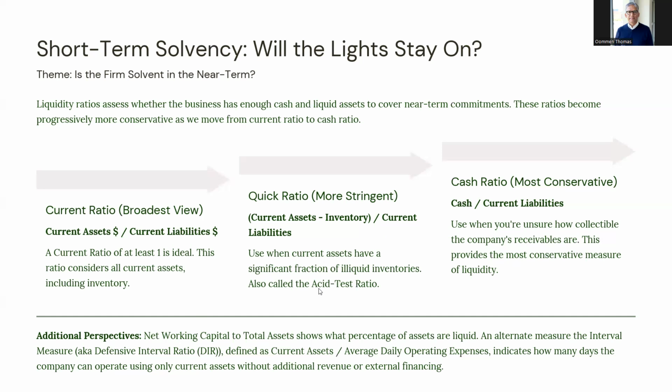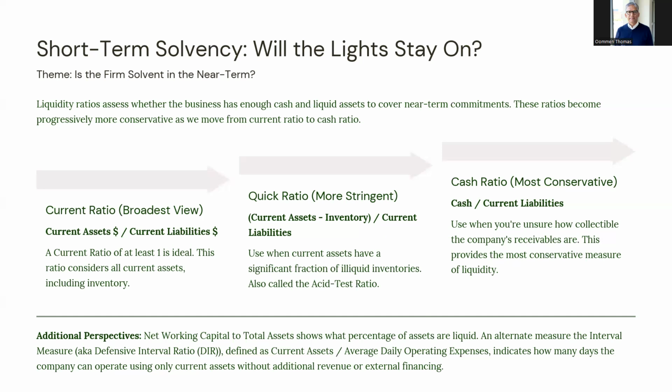This is clearly the most conservative measure of liquidity, and the general pattern you see is, the more conservative the ratio, the stricter the test. In some instances, the strictest test like the cash ratio may not be warranted, and a current ratio test may be just fine. But the more tenuous the company's financial condition, the more the circumstances may call for a more stringent test.